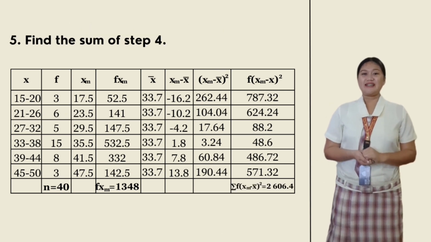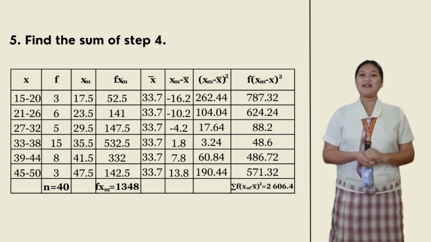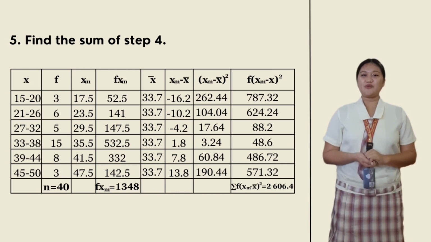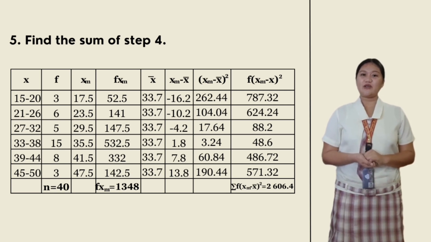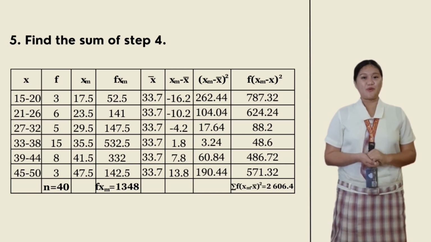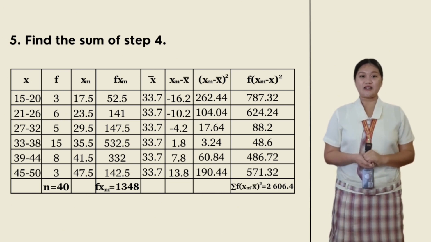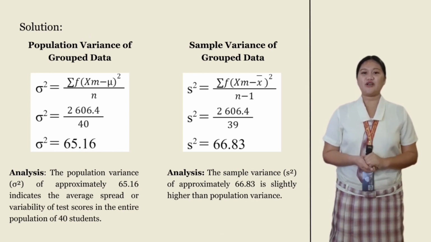So for the fifth step, we need to find the sum of the result of step 4. So let's add the result of step 4. So 787.32 plus 624.24 plus 88.2 plus 48.6 plus 486.72 plus 571.32 is equal to 2606.4. So the summation of the products of square difference and the corresponding class frequency is 2606.4. So for the last step, let's solve the variance and the standard deviation for the group data.